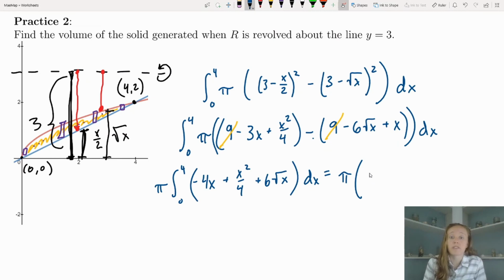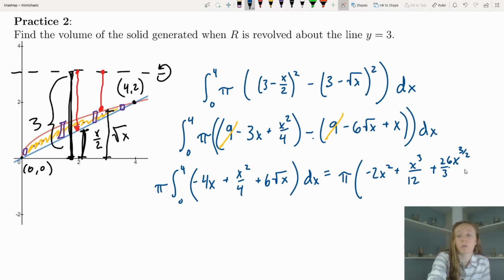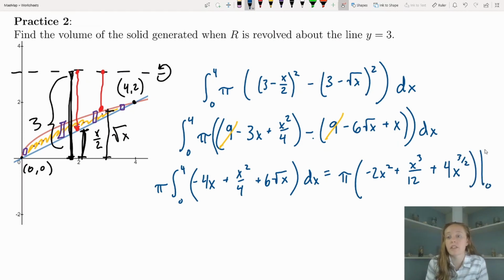So negative 4x becomes negative 2x squared. X squared over 4 becomes x cubed over 12. And then 6 square root of x, remember that x goes to the power of 3/2. So then when I take 2/3, but I'm multiplying that by 6, that's really going to be 12 over 3, which simplifies down to 4. So I'm going to have 4x to the 3/2. And this is all evaluated from 0 to 4.